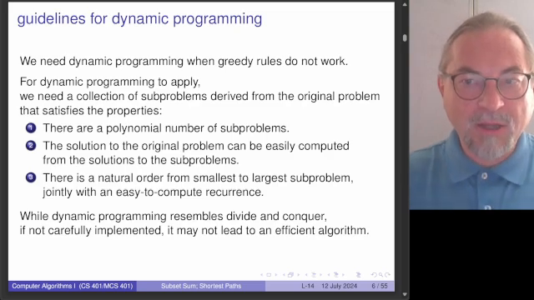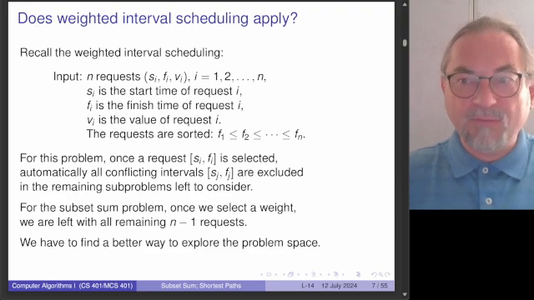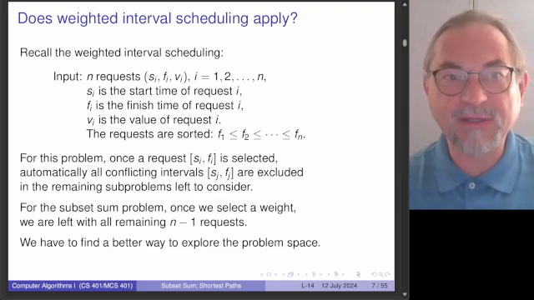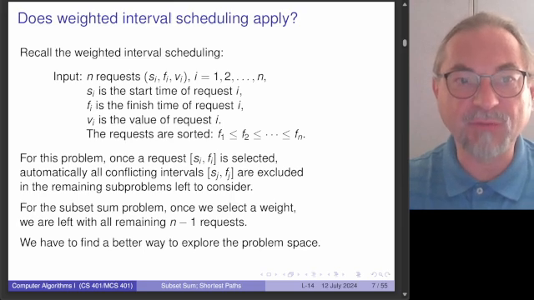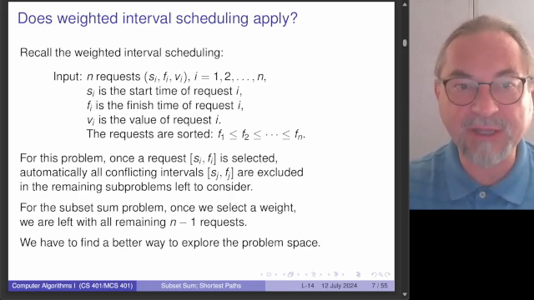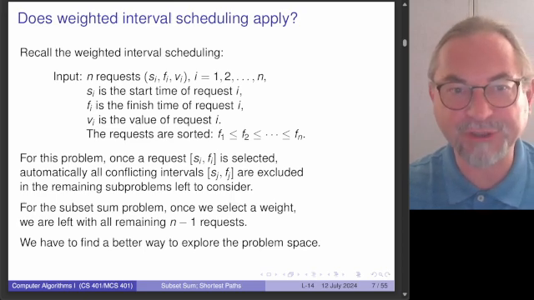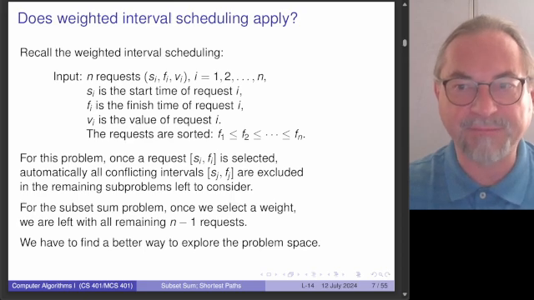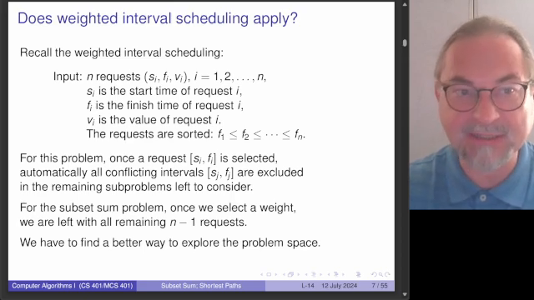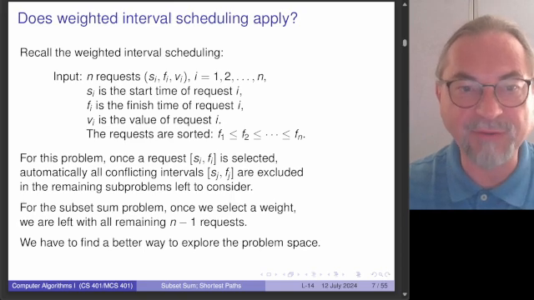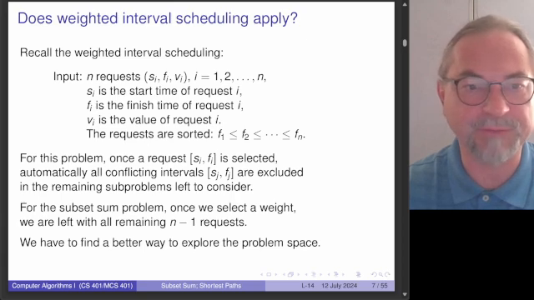Okay, we have seen weighted interval scheduling. So what is weighted interval scheduling? We have there also one resource, and we have a number of requests with starting times, finish times, and we have a value. So here in this case, essentially the value might be our weight, and we have sorted on finish time.